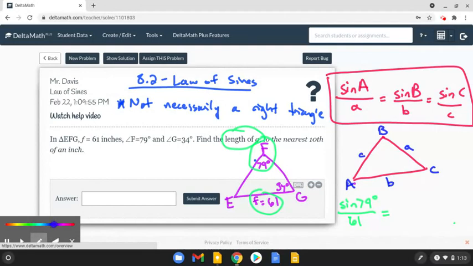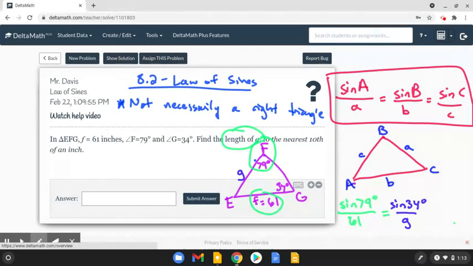That's our goal, is to find little g. Little g is over here opposite of big G. So we obviously want to, if we're going to find little g, then we need little g involved in it, so it's going to go on the bottom down here. And we need to put above it the sine of big G, which is there 34. And now this is going to work. This is going to allow us to solve this equation because we only have one unknown variable.